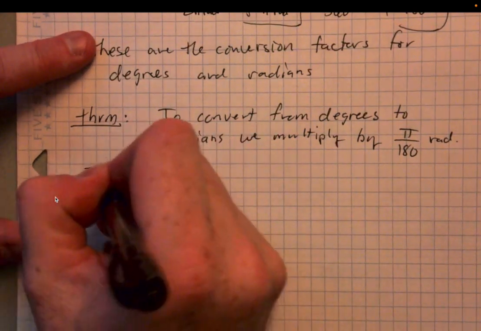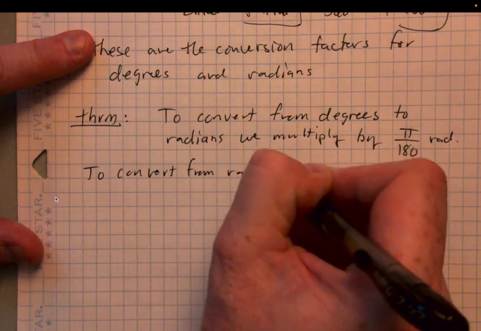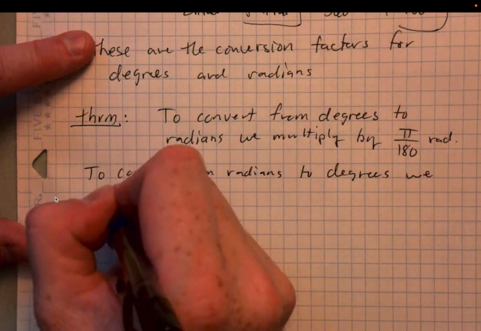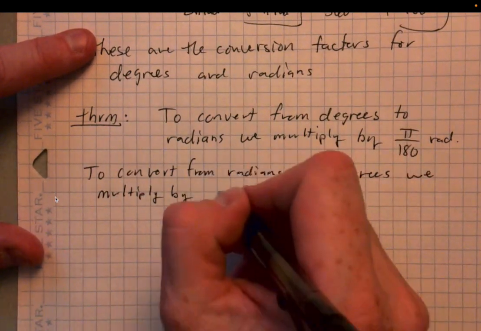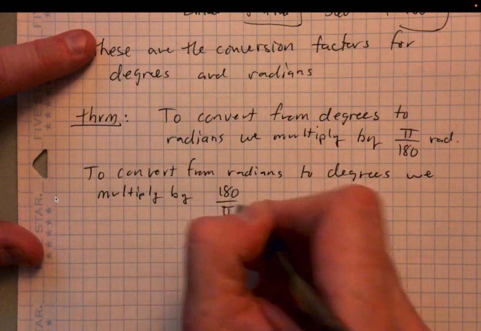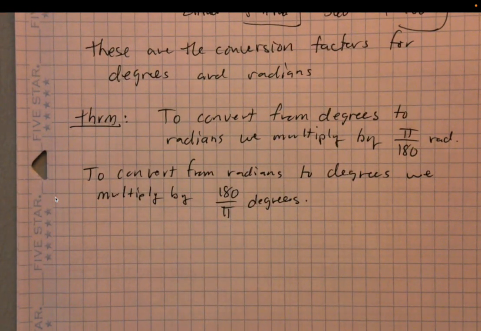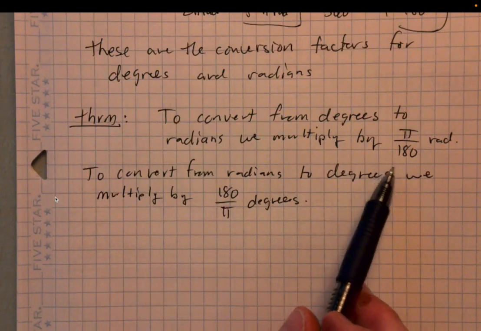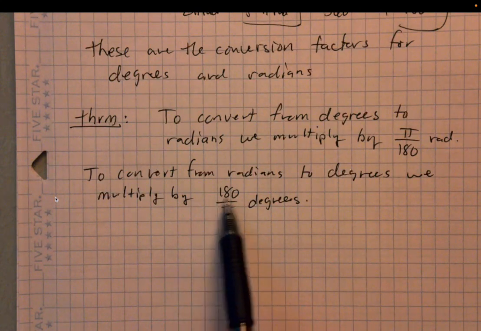Okay, and then to convert from radians to degrees, we multiply by the reverse, 180 over pi degrees. Okay, so if I'm given an angle in degrees and I want to convert it to radians, I simply multiply my angle by pi over 180. If I'm given an angle in radians and I'd like to convert it to degrees, I multiply by 180 over pi.